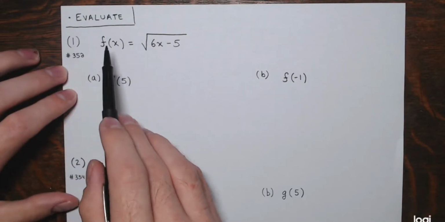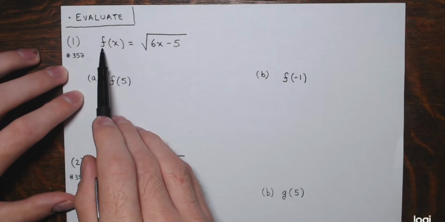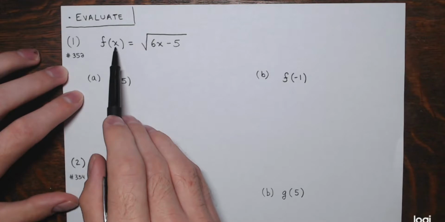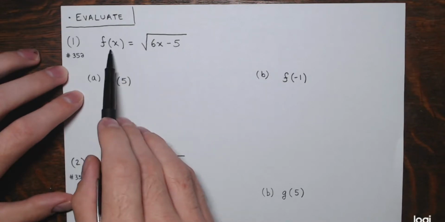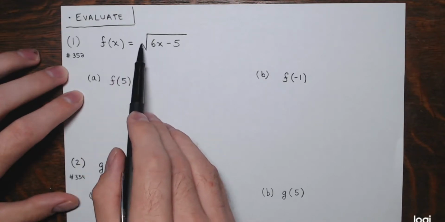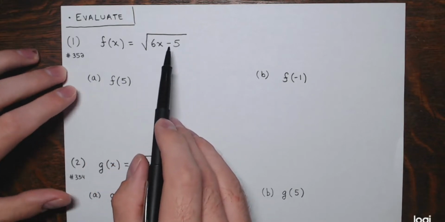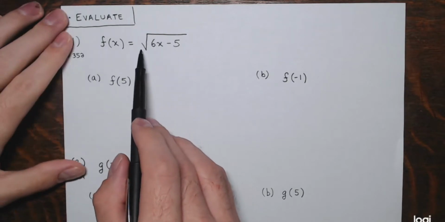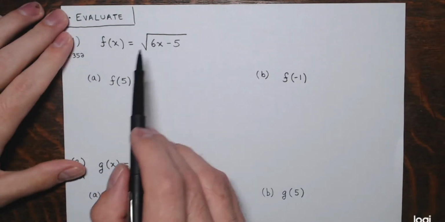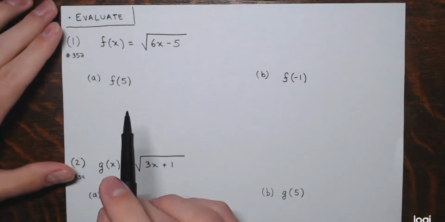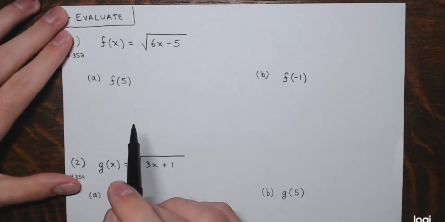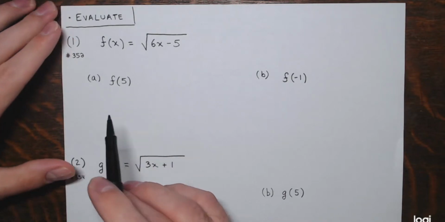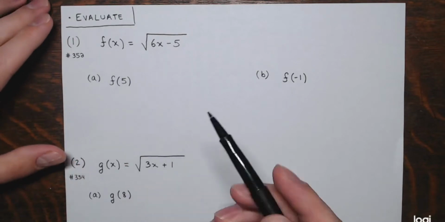So in number 1, right, we're given this function called f, right, and the input variable is called x, right, and this is f of x, which is the output, right? F of x gives me the output. And over here on this side of the equal sign is how the output is calculated given an input of x. It's the square root of 6x minus 5. And again, all we're asked to do is evaluate. Plug in an input, get an output, right? What's the value of the function? What's the output at a particular input?